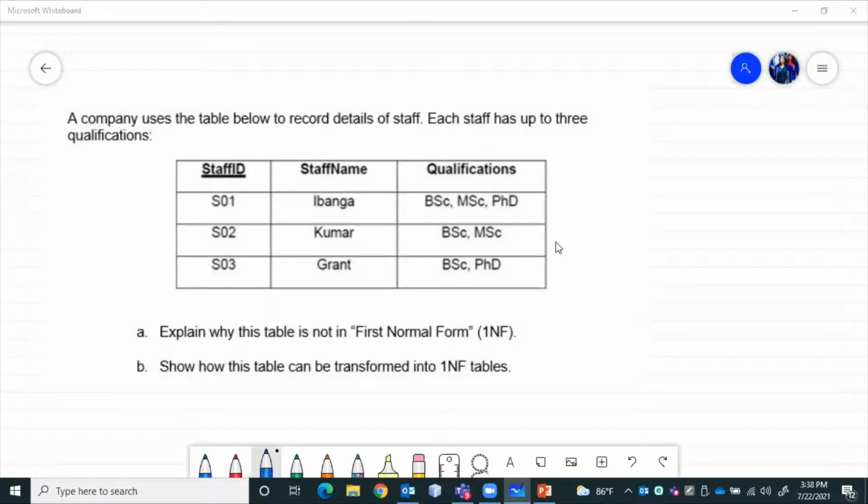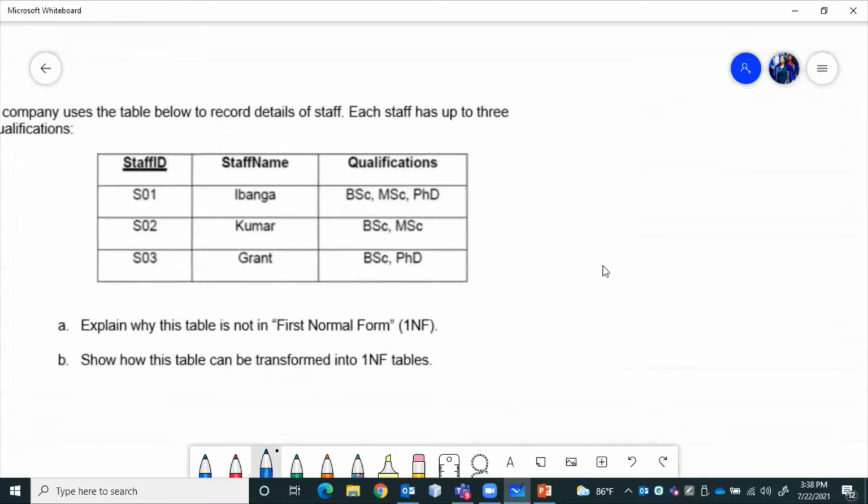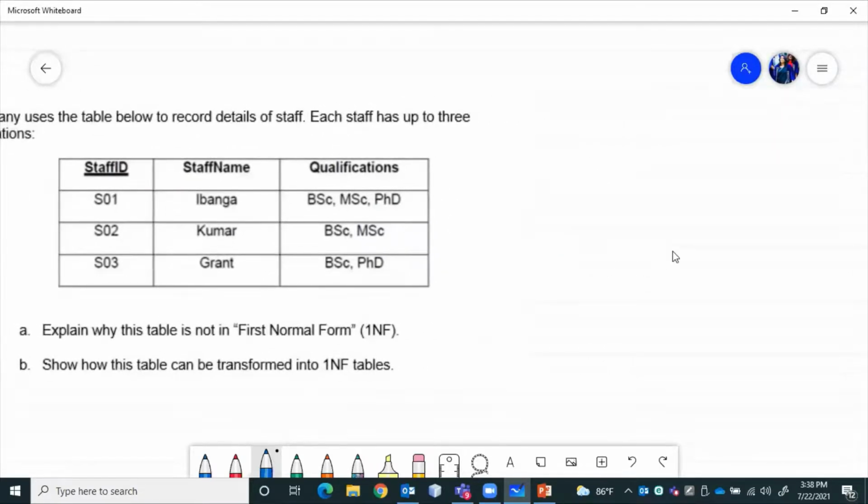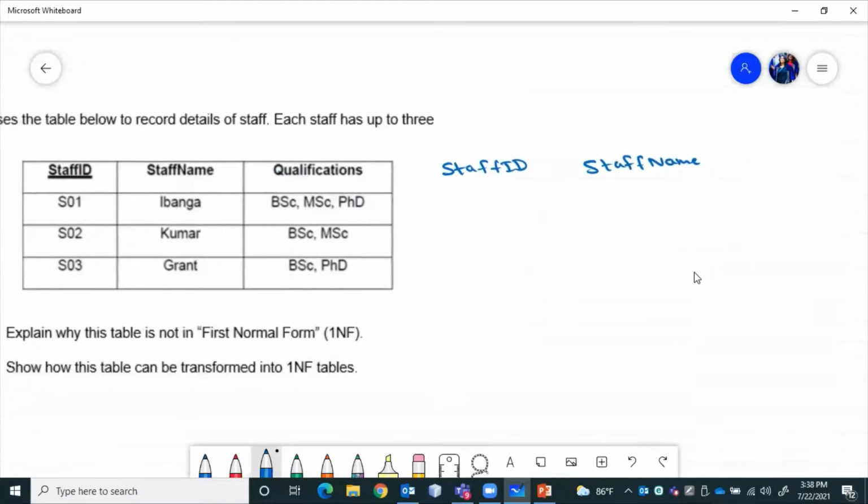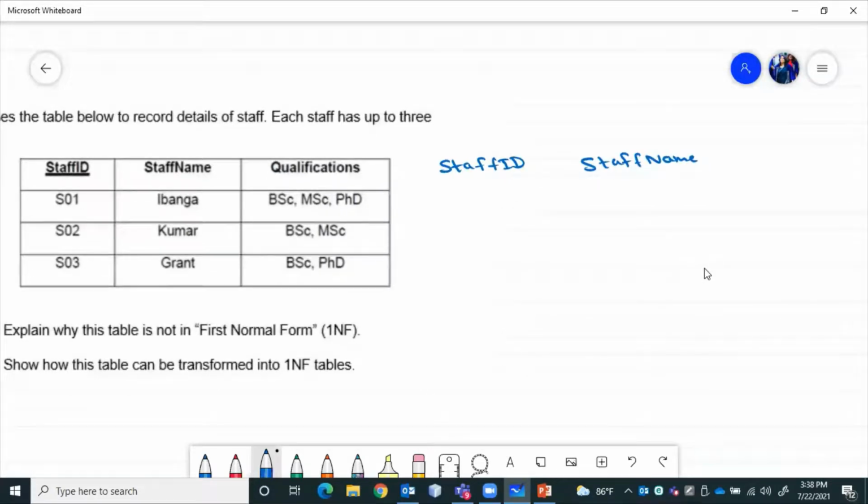Show how this table can be transformed into a 1NF table. It's really easy how you can transform this into a 1NF table. Definitely you need to have a column called staff ID, and I'm going to use the exact attribute names that they have given, and the staff name, and qualifications. I'm not going to draw the table since I'm using the virtual whiteboard, it is difficult to draw.